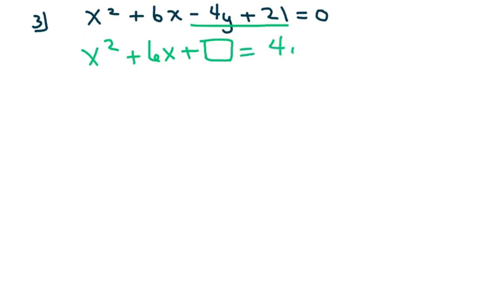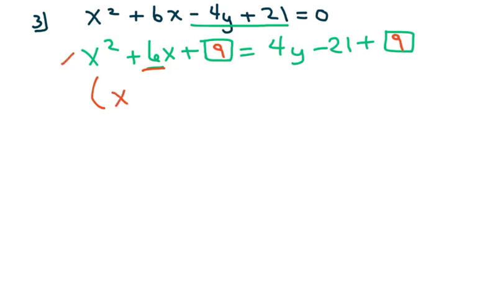So that'd be positive 4y minus 21. And put your square here. Now we take that. Half of 6 is 3 and square it. It's 9. So you add 9 to both sides. And then we have a perfect square trinomial.